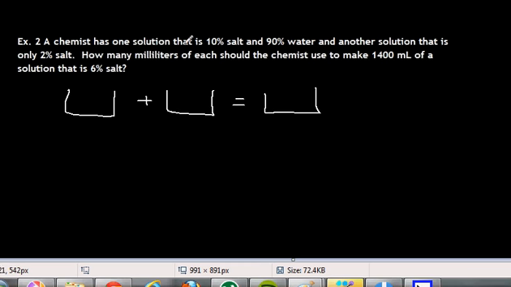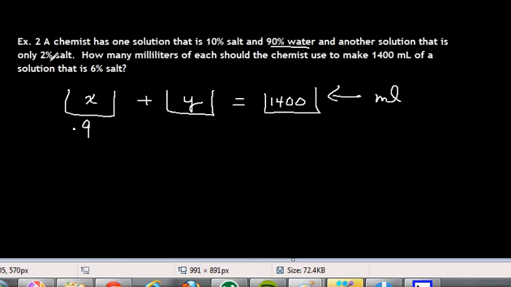So, one solution that's 10% salt, I'm going to put that one x. Another solution that is 2% salt. How many milliliters of each of these should he add to make one that's 1,400 milliliters? So remember, this one is your milliliters, and then we're going to put our percentages below it. This time we're going to do percentage of water. So 10% salt, you could put 0.1, but we're going to do percentage of water this time. You just have to be consistent the whole way across. So that's going to be 0.9.